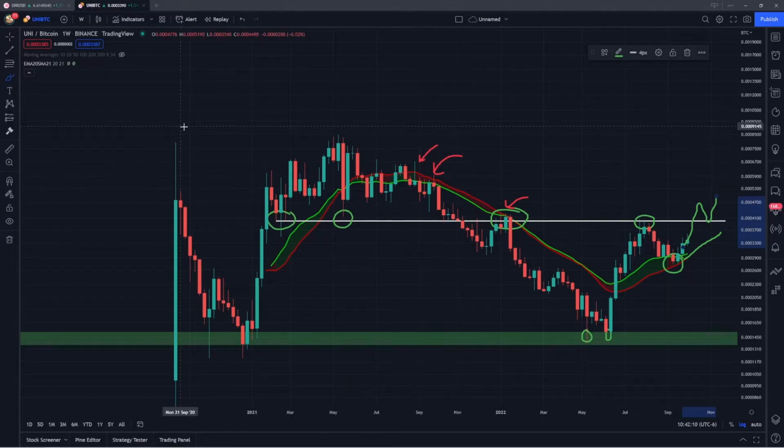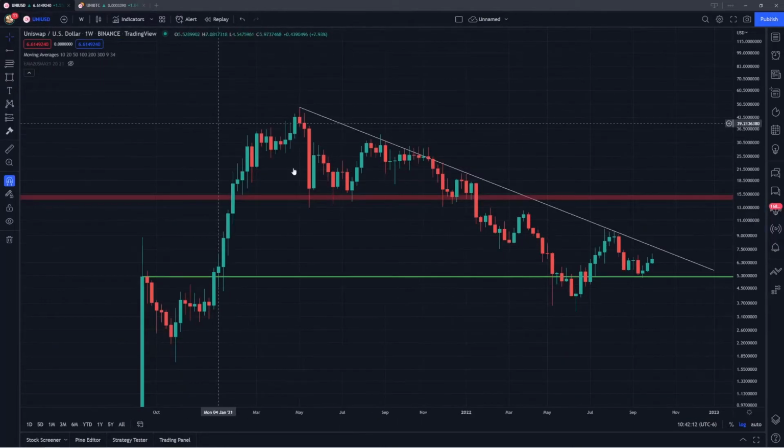Now from there, if that happens, then we would have a lot of relative strength into the Uniswap USD pair because the Uniswap Bitcoin ratio increasing signifies that Uniswap is outperforming Bitcoin. It has a lot more strength on the chart, and that's exactly what I want to see going into the next few months.